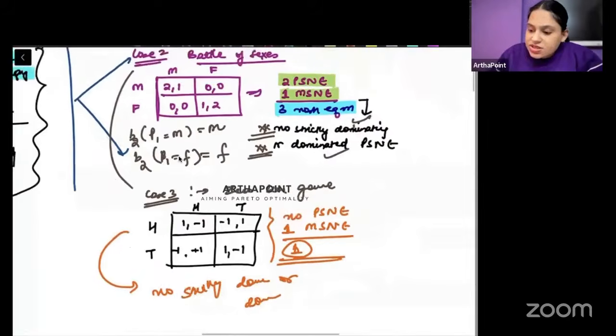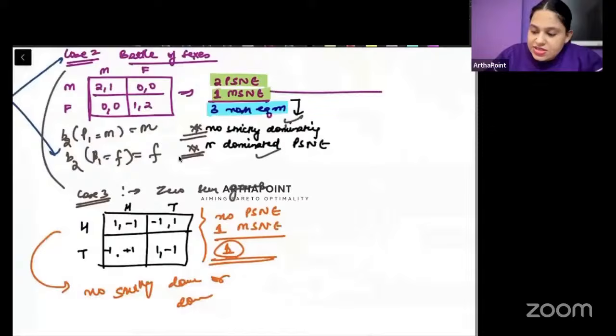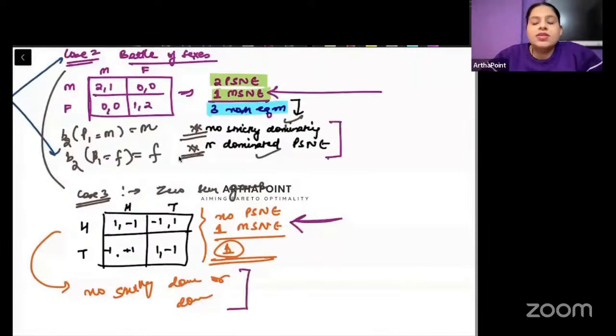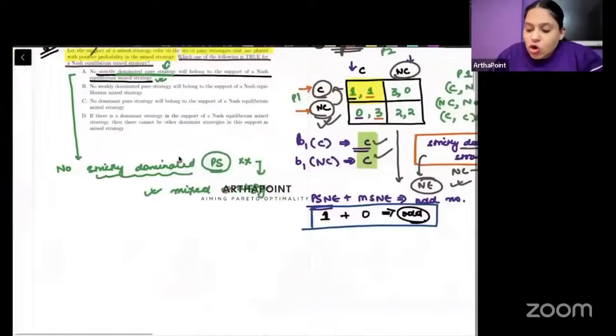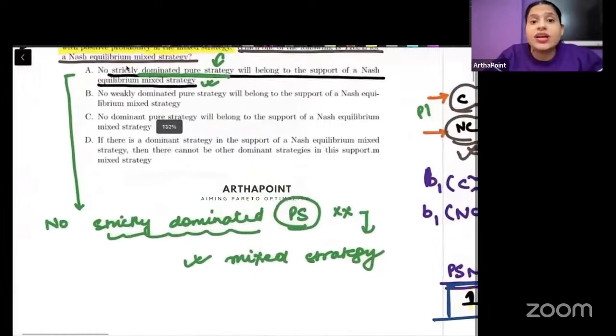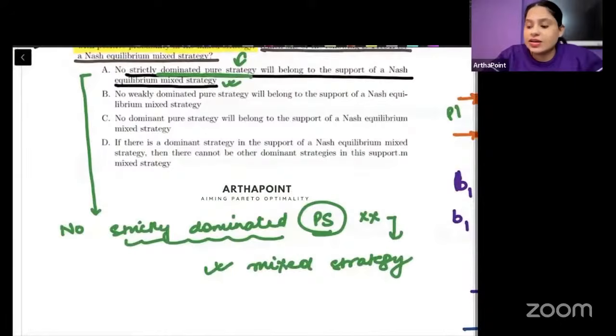Meaning, wherever a mixed strategy Nash equilibrium exists, no dominating or dominant strategy exists. The best response was changing. There was no dominating or dominant strategy. So it means that the first option is absolutely correct. Option A is correct. A is saying exactly that: if there is a mixed strategy Nash equilibrium, no strictly dominated pure strategy will exist.